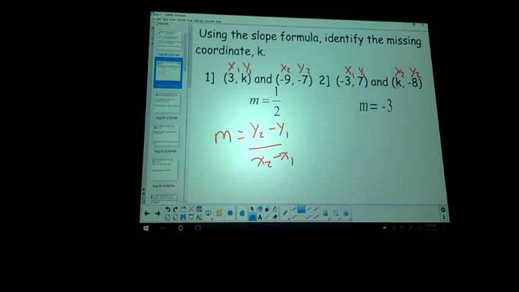Is that the answer right there? No, that's just the slope equation. That's how you'd use it. Anyone want to see it worked out? One of them? Go once? Twice? All right.